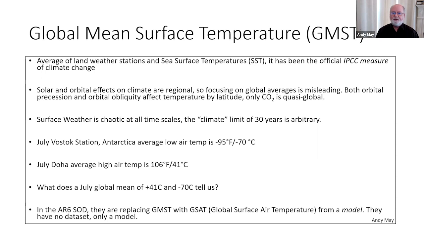The data such as it exists, like nighttime marine air temperatures from ships, doesn't even support that GSAT is warming faster than GMST, which is what the IPCC claims. They claim that GSAT has to warm faster than GMST because their model tells them so. And that's the only thing they have that supports it. So we've got a chaotic atmosphere. We've got a new measure coming that is model-based and not data-based. And the problems I've just discussed.